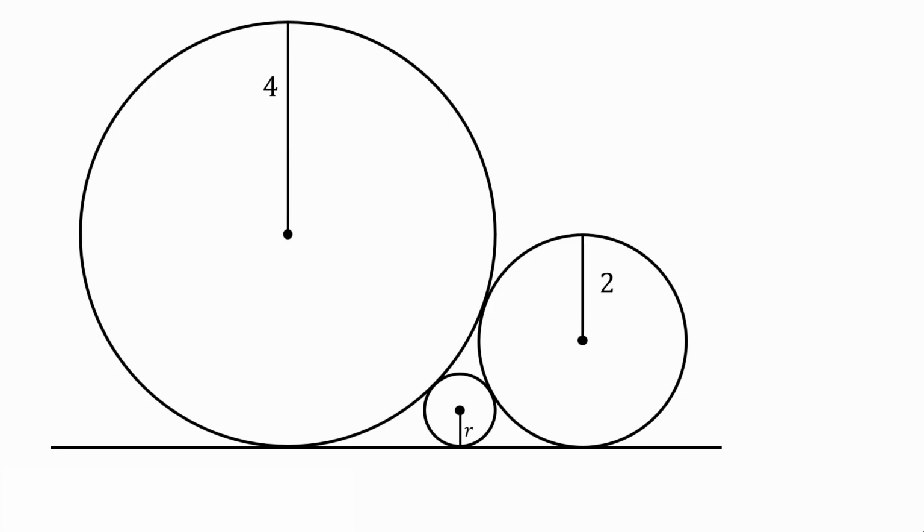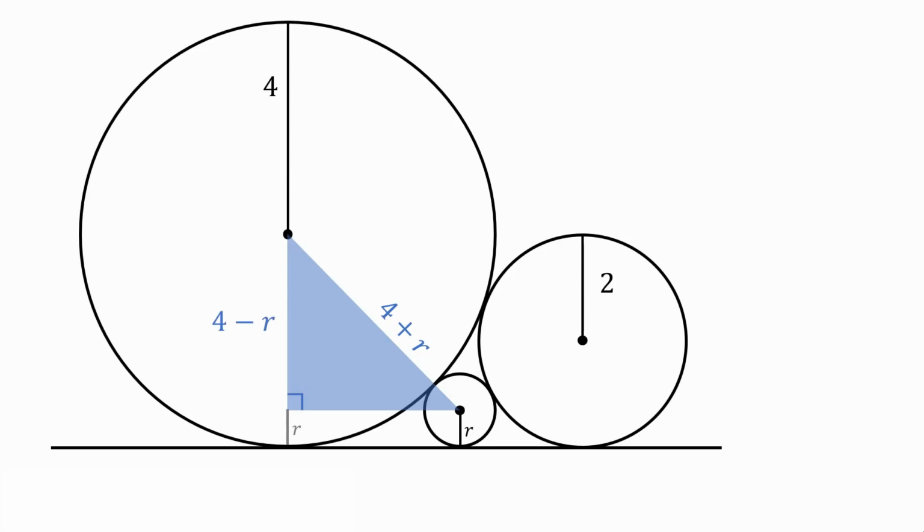Now we can create 3 different right triangles by connecting the centers of these circles. The first triangle will connect the center of this small circle to the center of the circle with a radius of 4. This will be a right triangle. Its hypotenuse will be the sum of the two radii. It'll be 4 plus r. One of its legs will be the difference between 4 and r, so that'll be 4 minus r.